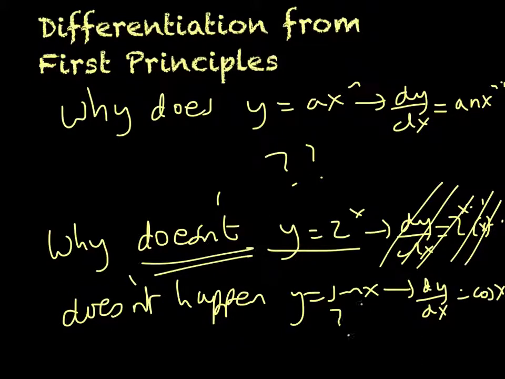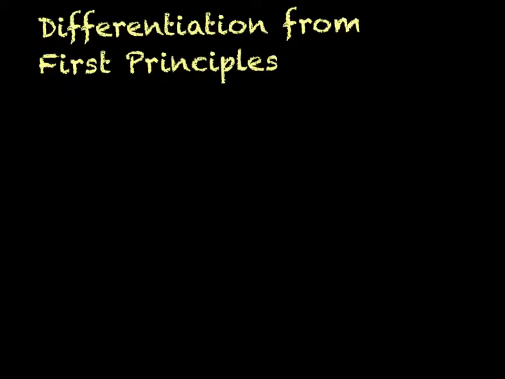Why? Well, it all comes down to discovering that this thing here is very specific only for polynomials, so only for when you have x to the power of something, half, 2, minus 5, whatever. This rule only applies for when you have it in the form y equals ax to the n. Now, let's see why that is.